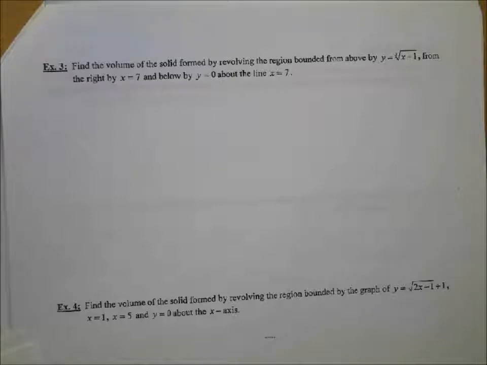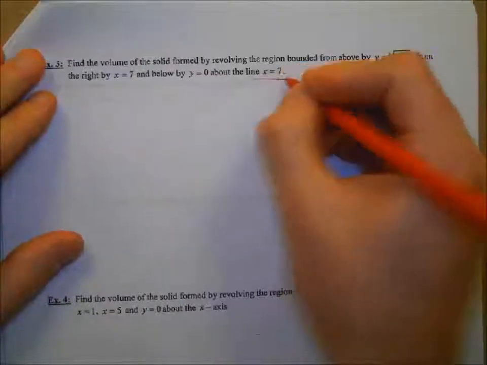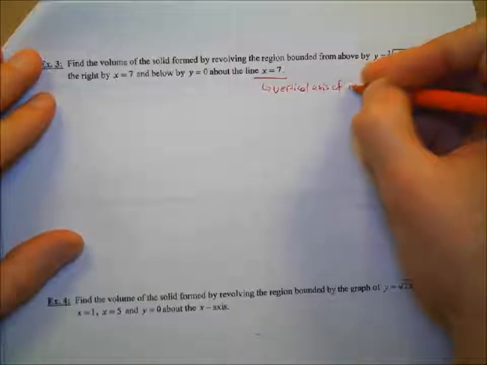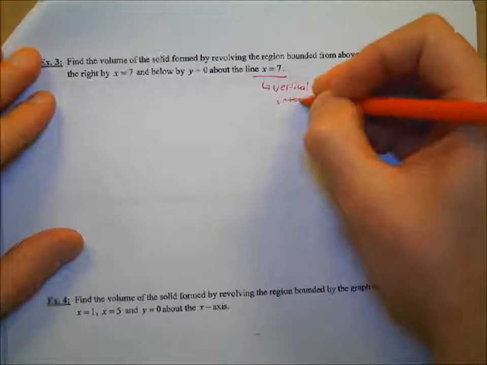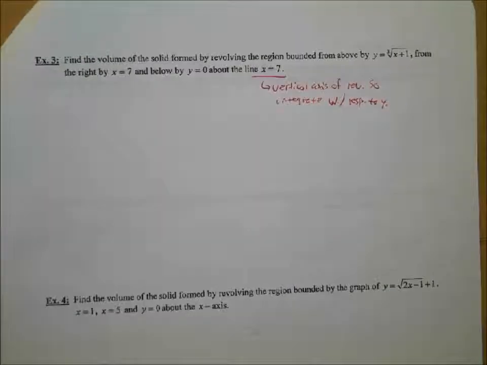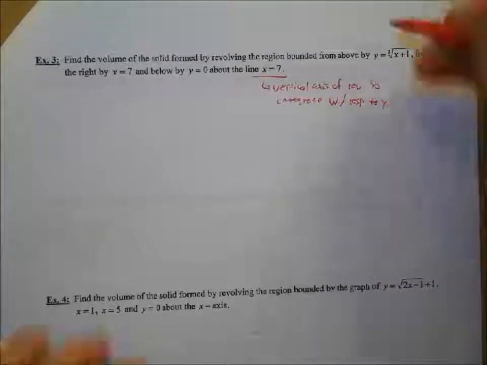Okay. Our axis of revolution is what? Vertical or horizontal? Vertical axis of revolution. That's different, right? We've only done horizontal so far. When we have to do a vertical axis of revolution, that means we need to integrate with respect to y. Okay, y. Vertical axis of revolution, so integrate with respect to y, and in terms of y, okay? Which means that our curve here, is that in terms of y? No. Nope.